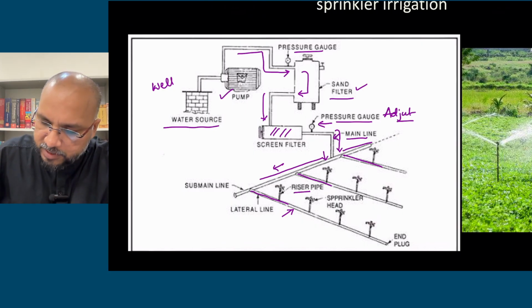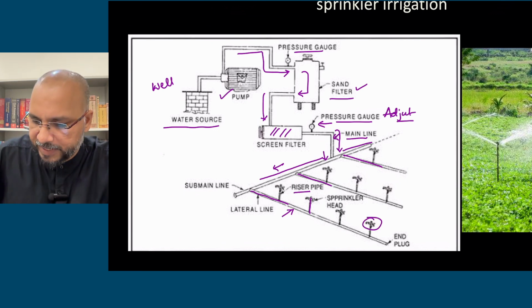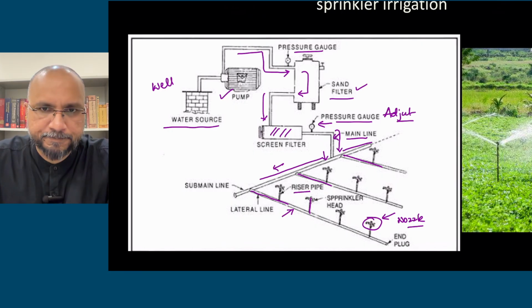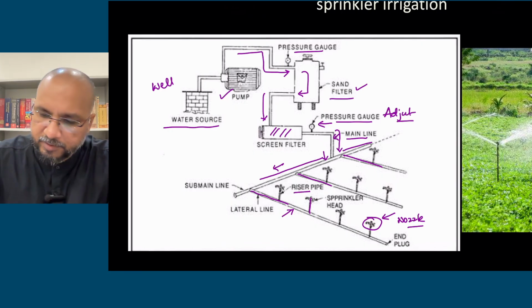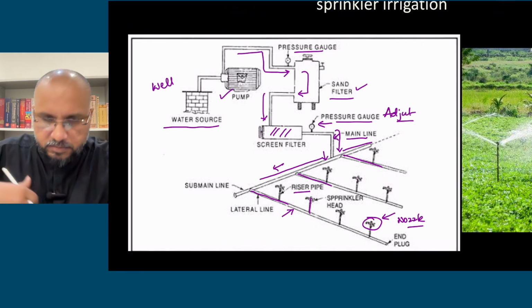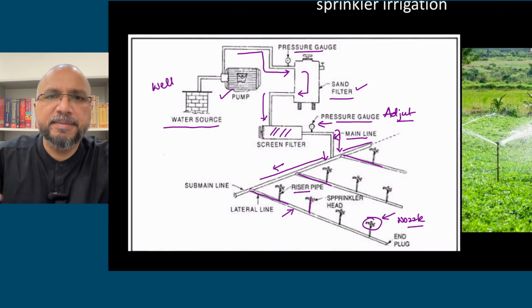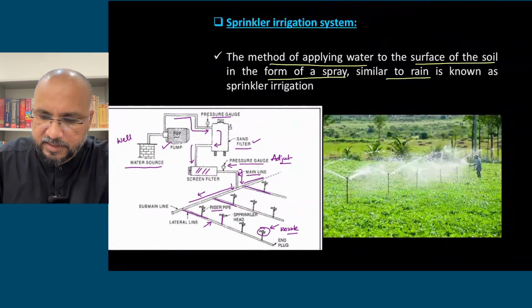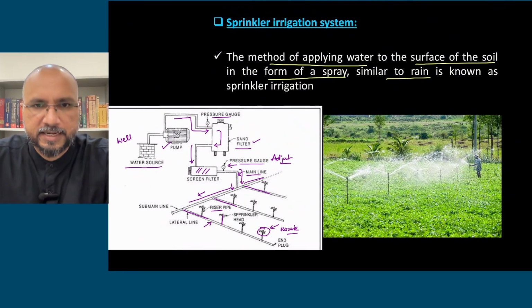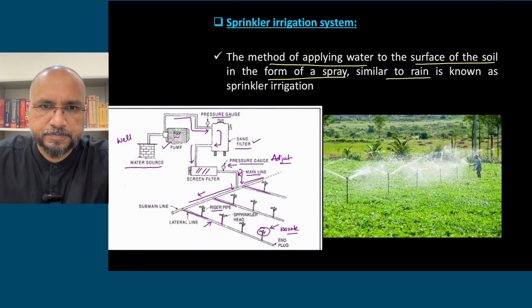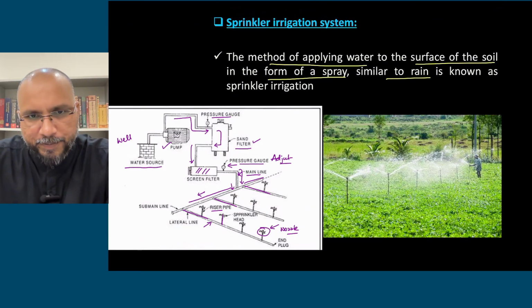So you will have your sprinkler riser pipes. At the top of the riser pipe you have your sprinkler head. This is the sprinkler head where you have the nozzle, from where water will be sprayed in the form of drops. It will be sprayed so that it mimics rain. So the water will fall like rain. Water will be sprayed in the form of rain, right? So that is the basic equipment here.